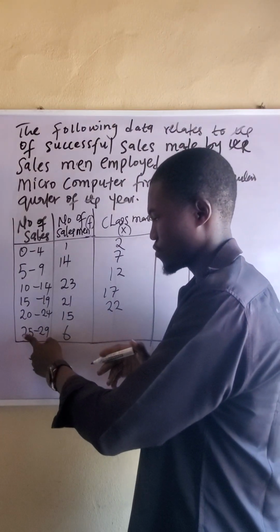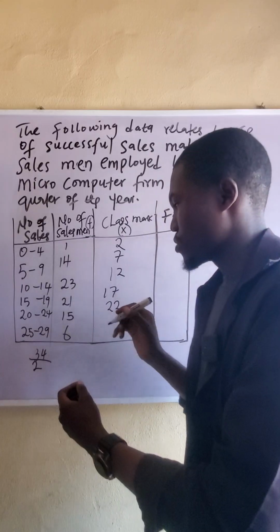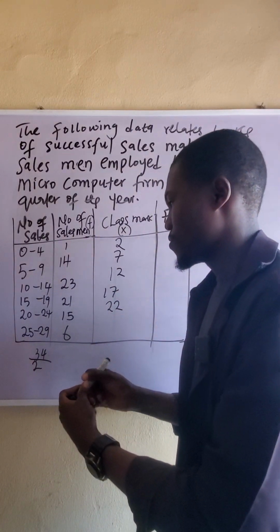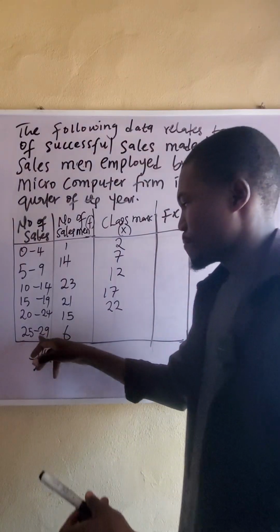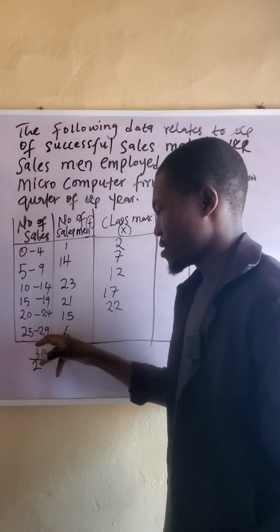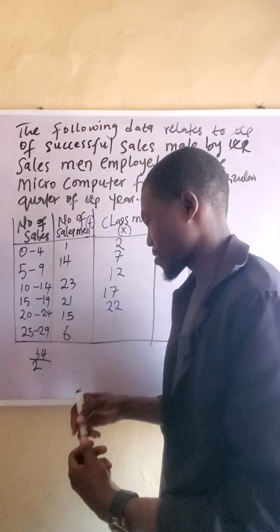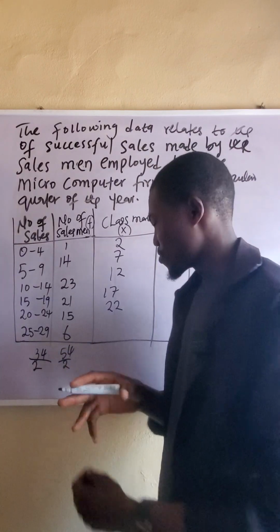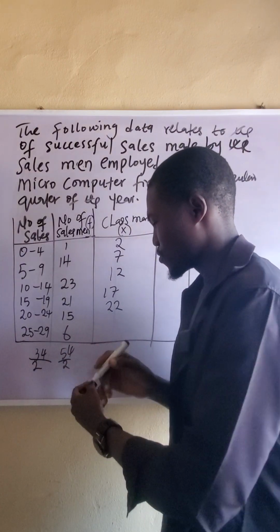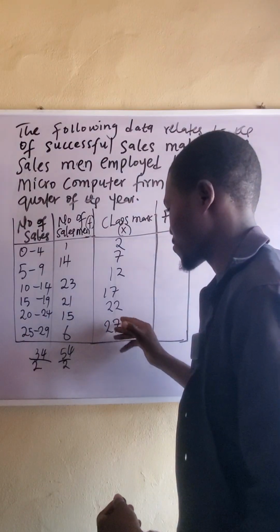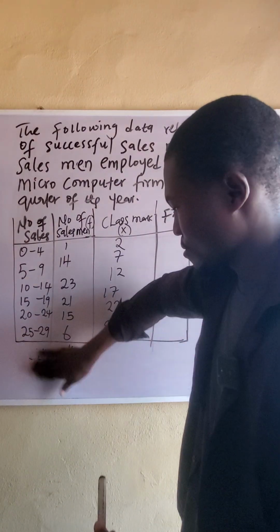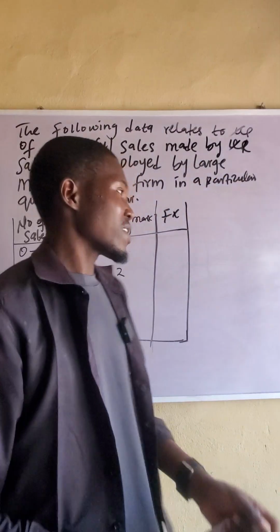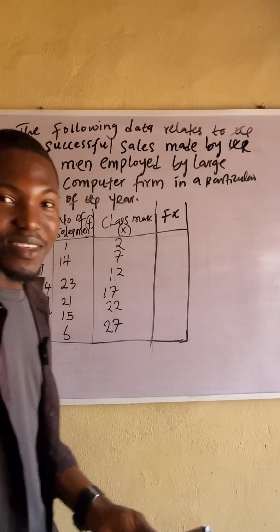Then the last one, 25 plus 29 gives us 54. So we have 54 divided by 2, which gives us 27. So that is all. We can clean this. Alright, so the next one, to find fx, we can use the calculator.